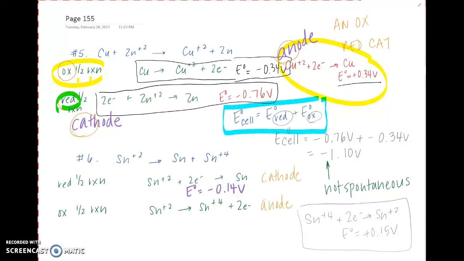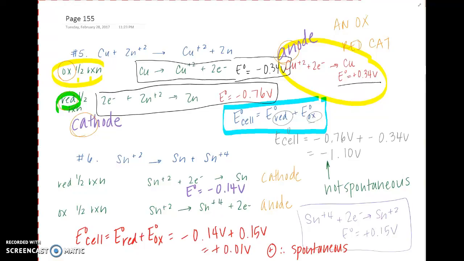You should have found that it was negative 0.14 volts for the tin plus 2 to tin metal reaction. So then you want to find out what Ecell is. So write down your formula and then plug in your values. So when you add them together, you get a positive 0.01 volts. So since this value is positive, we know that this reaction is spontaneous.